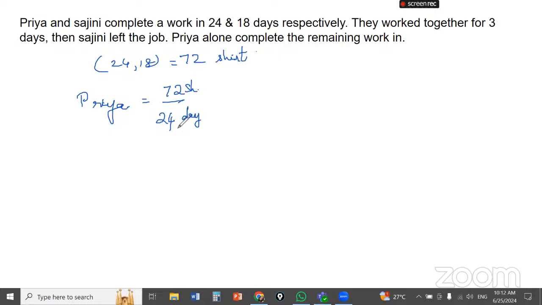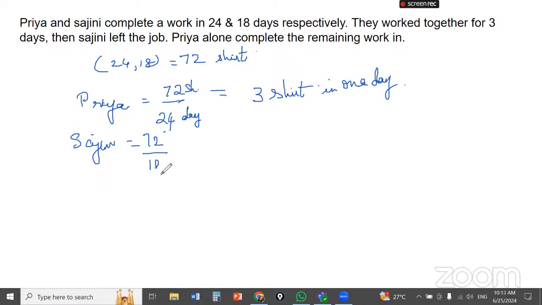If Priya is taking 24 days, in one day how much will she be completing? 72 divided by 24, that is 3 shirts, right? So she'll be completing 3 shirts in one day. This is by Priya. If we calculate for Sajni, she can complete the 72 in 18 days. 72 divided by 18 is equal to 4. So Sajni will be completing 4 shirts in one day.